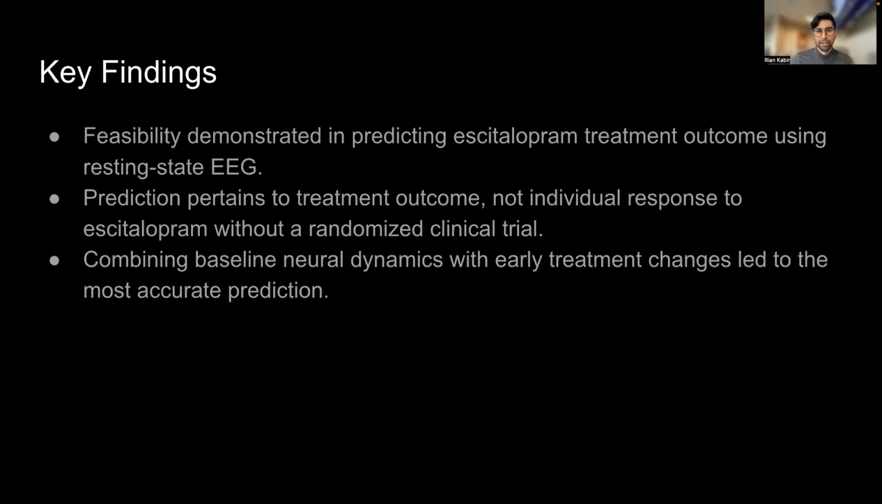And so what are the key findings here? The study demonstrates the potential of using resting state EEG to predict treatment outcome with escitalopram specifically. But it should be noted that the prediction was regarding treatment outcome. This is not about individual response to the medication. You can look at neural dynamics by EEG, and you can even see the early changes at 2 weeks, and that does increase the accuracy of the model.